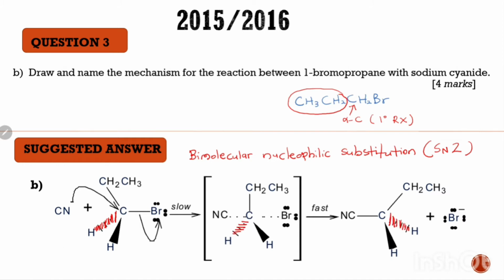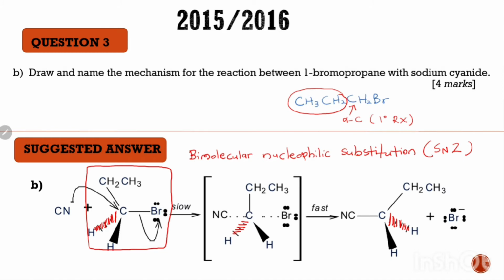So for the 3-dimensional structure, make sure this 1-bromopropane is in a tetrahedral shape, one. Okay, the second, make sure it has 2 single lines, one wedge and one dash wedge. Okay, and then CN minus, the nucleophile should attack from the back side. Back side means the opposite side of bromine.